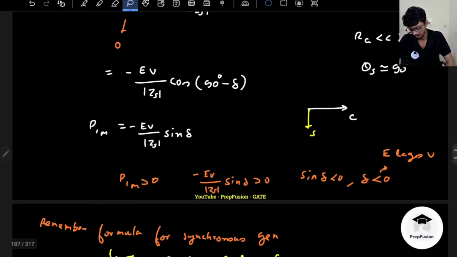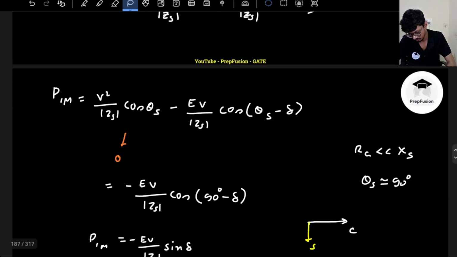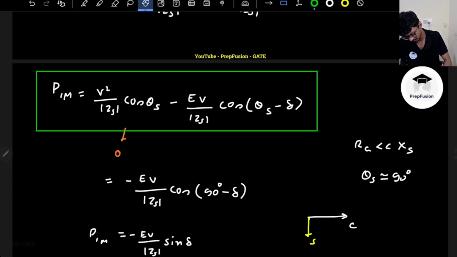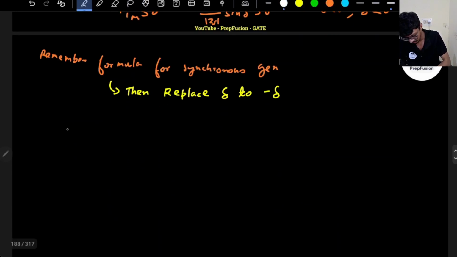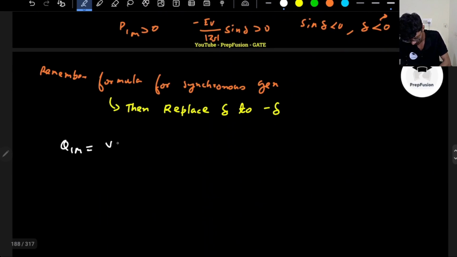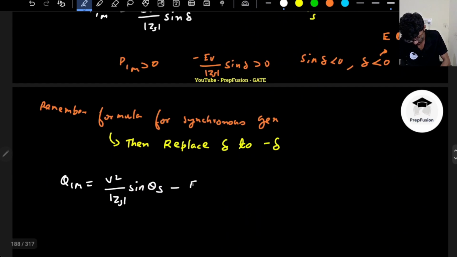Okay, so yeah, similarly you can of course derive the expression. So this is the general expression. Reactive power expression also you can easily derive, right? What will be the reactive power expression? Reactive power QIM will be equals to V square by magnitude of Zs sine theta s, and it will be minus EV by magnitude of Zs sine theta s minus delta.